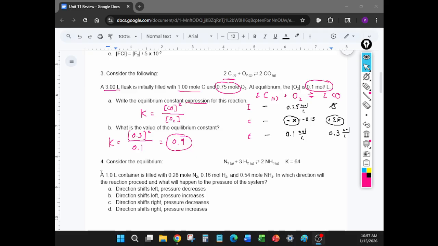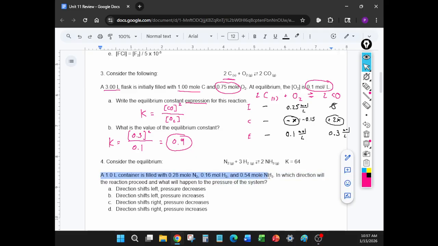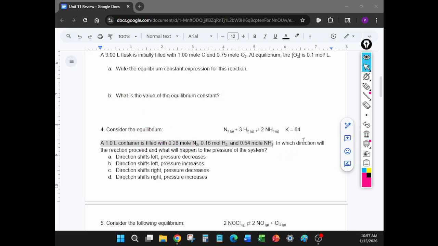All right, so we have this container, this system right here, and it gives you the values of how much of each compound you have. So first question you need to ask is this at equilibrium? No, probably not, right? Because it's asking you how is the reaction going to proceed. So there needs to be either a shift to the left or to the right. So we got to figure out how it's going to shift.